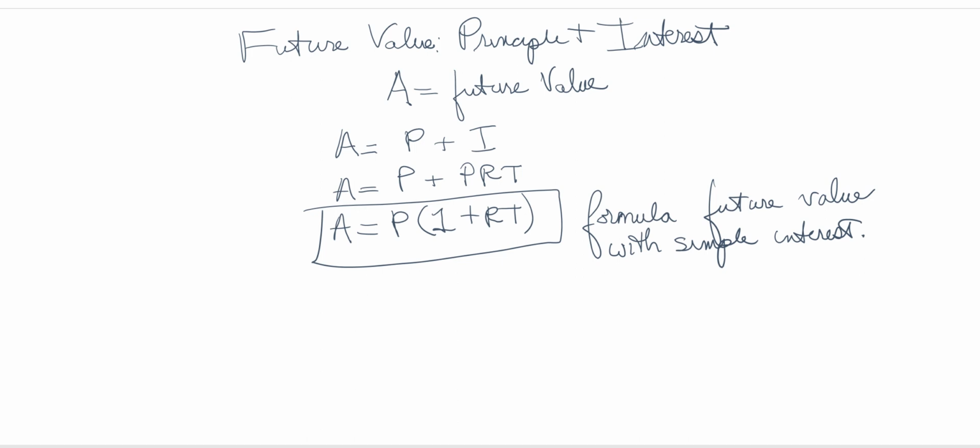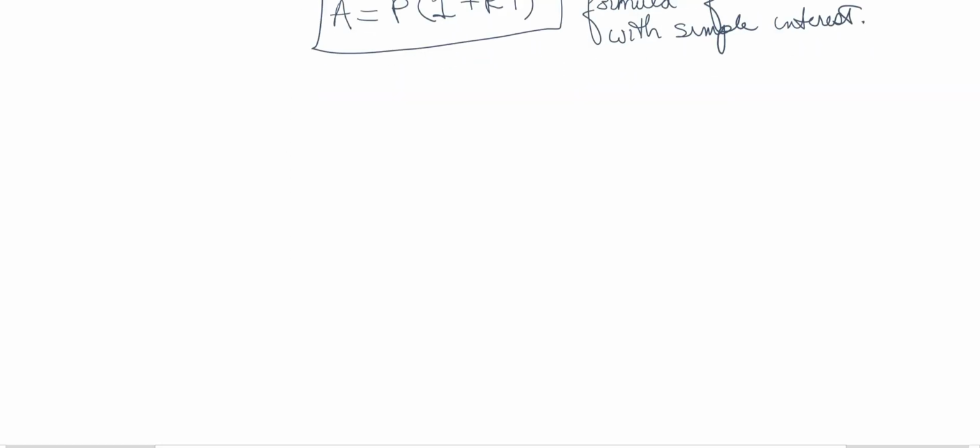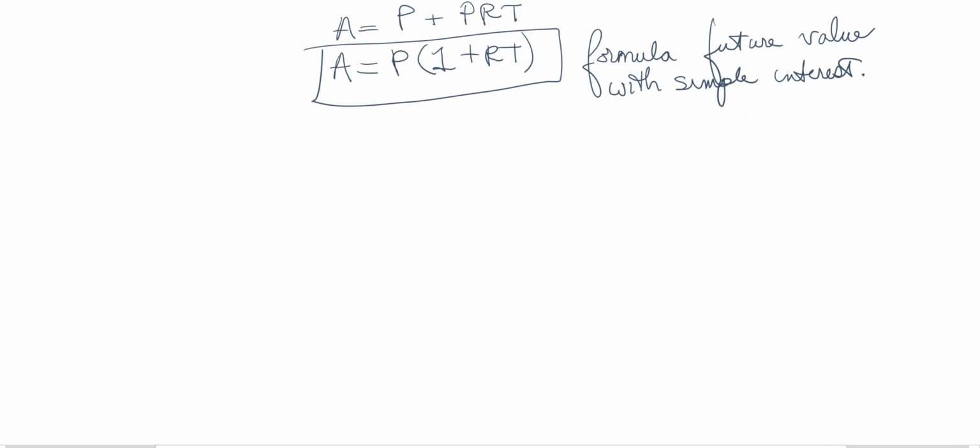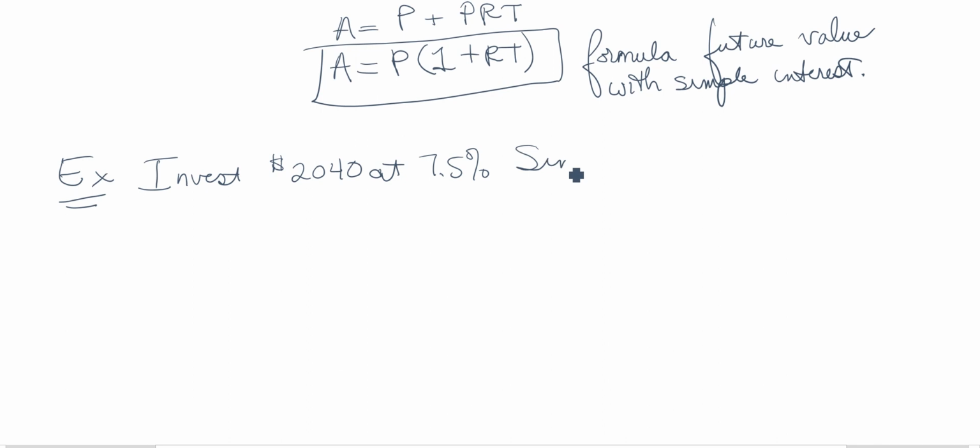So, how does that one work? Let's look at an example. Let's say I invest $2,040 at 7.5% simple interest for 4 years. What's its future value?